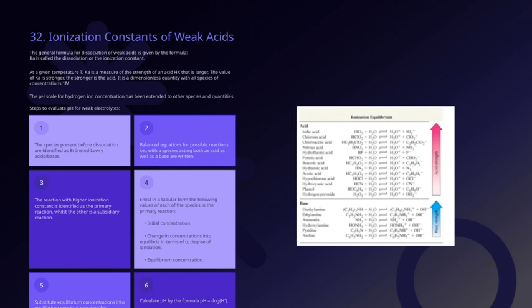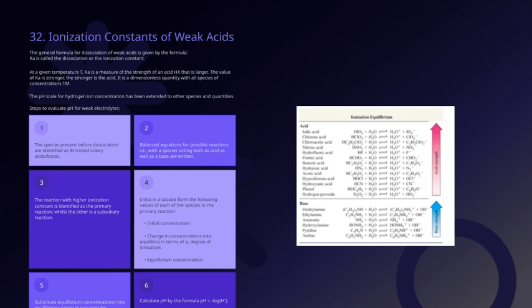To evaluate the pH of weak electrolytes, we follow some steps. Remember, the pH scale, which measures hydrogen ion concentration, has been extended to include other species and quantities, broadening its application. At a given temperature, T, the value of Ka serves as a measure of an acid's strength. The larger the Ka, the stronger the acid. The Ka value is dimensionless and is typically considered for concentrations of 1 molar for standardization.